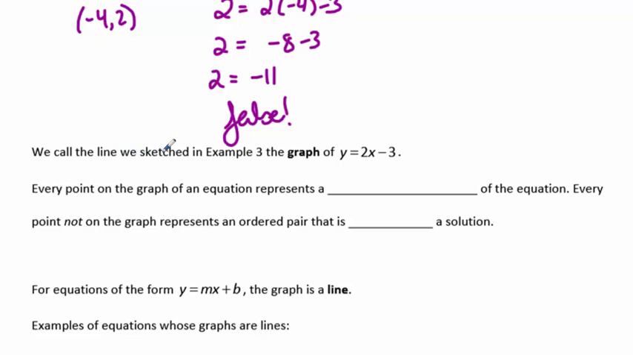We call the line that we sketched the graph of the equation. Every point on the graph of the equation represents a solution. Every point not on the line represents an ordered pair that is not a solution.